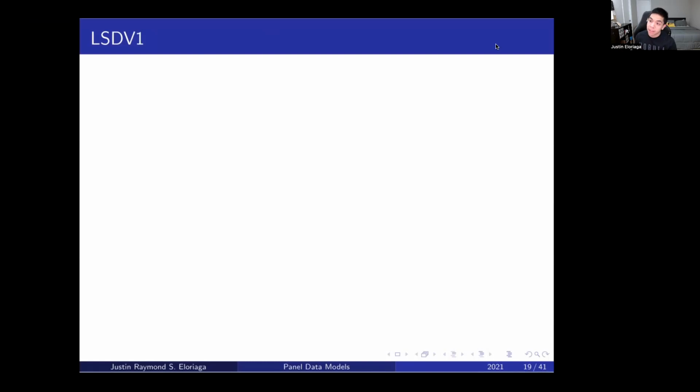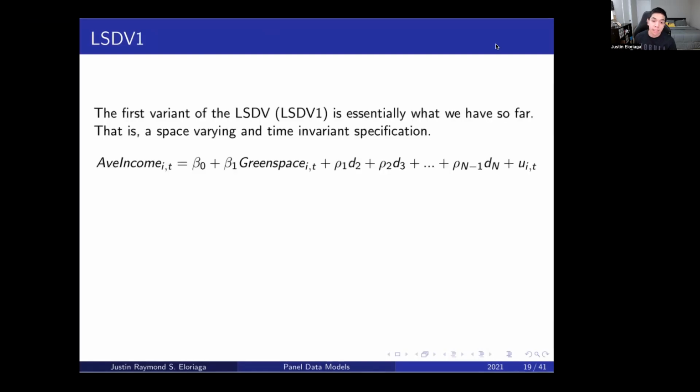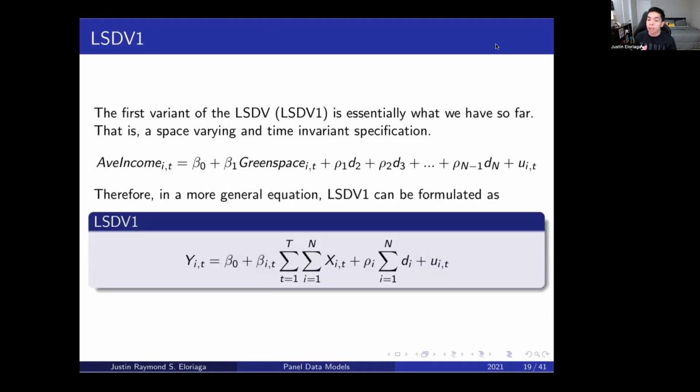The first variant of the LSDV is LSDV1, which is basically where we include all space dummies. So if we had cities, we're going to have a dummy variable for each city less 1. So that's the first variant of the least squares dummy variable, and in general, it can be formulated using this equation below.